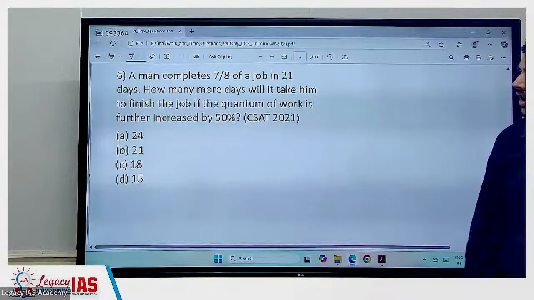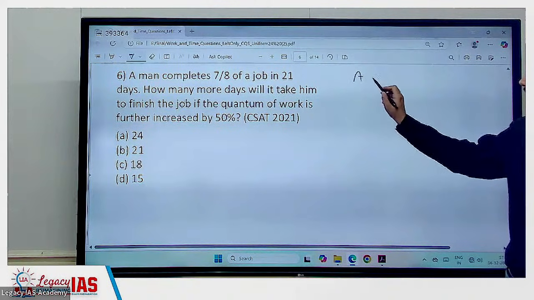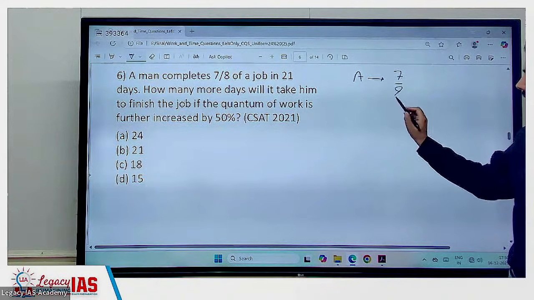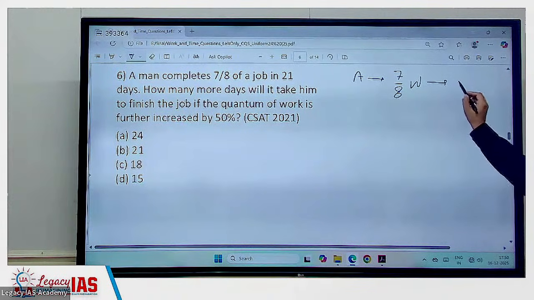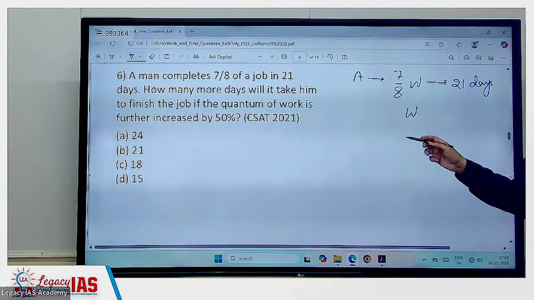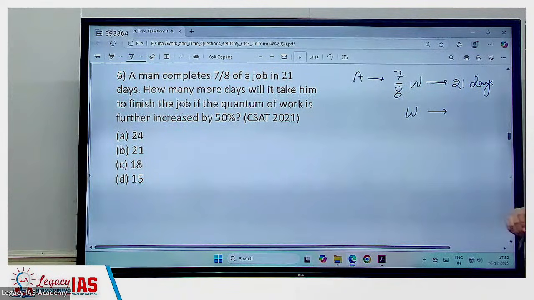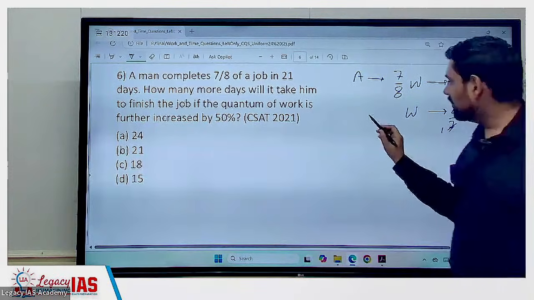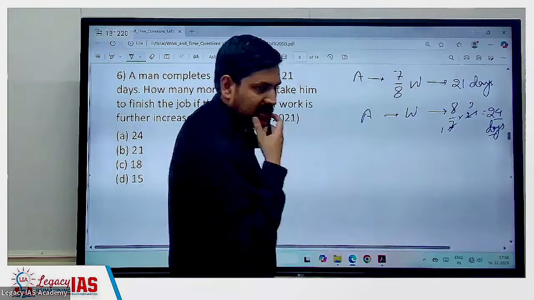Let's say it is saying that A completes 7/8 of the work in 21 days. Then A completes W, or the complete work, in how many days? 8/7 into 21. 8 by 7 into 21, 1 time, 3 time. So basically 24 days. This is fine. So A completes the entire work in 24 days.